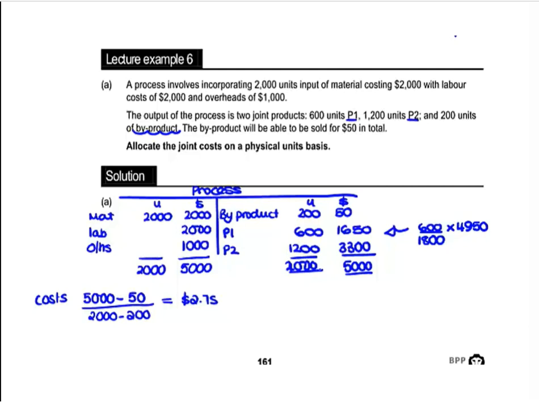As I said then, as a shortcut, you can look at the process costs less the scrap value of the normal loss and then do it as a proportion calculation, as it's likely the question would ask you to work out the cost for one of the joint products.